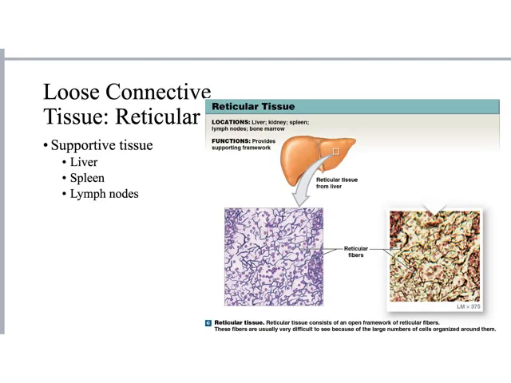The last type of loose connective tissue that I wanted to talk about was reticular. And this is a type of supportive tissue. I don't know if we'll see this under the microscope. I'm not sure. I think we have some slides of this in the lab.